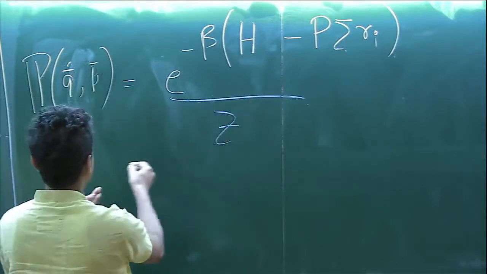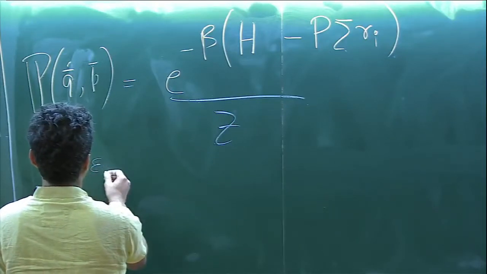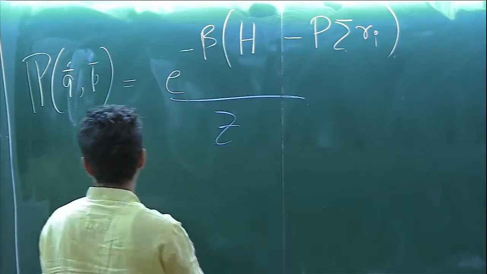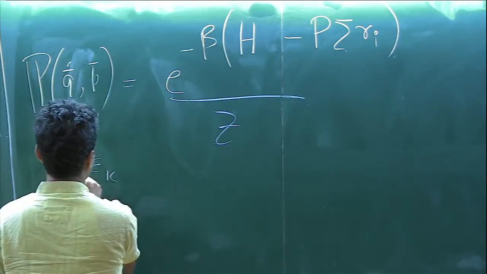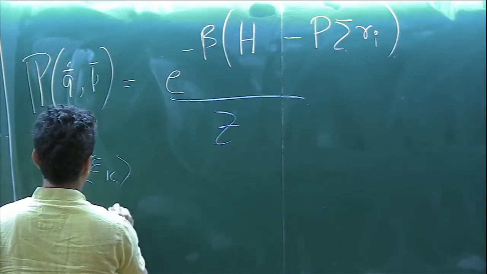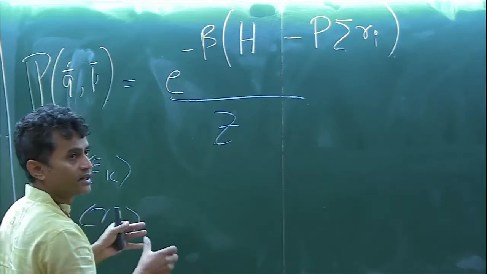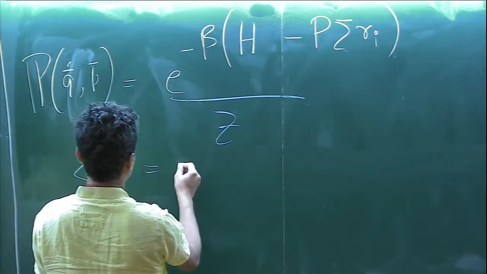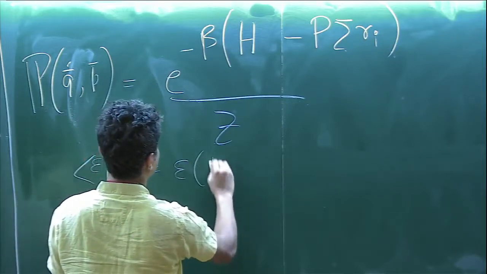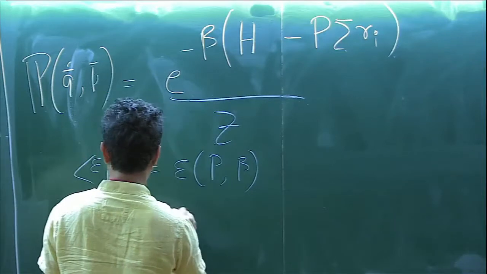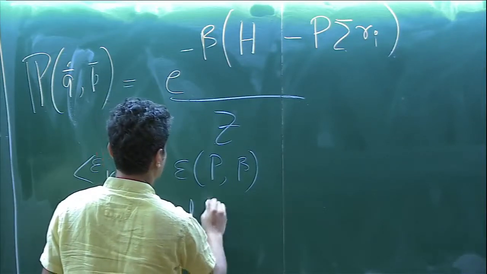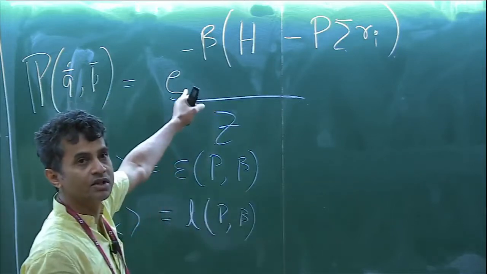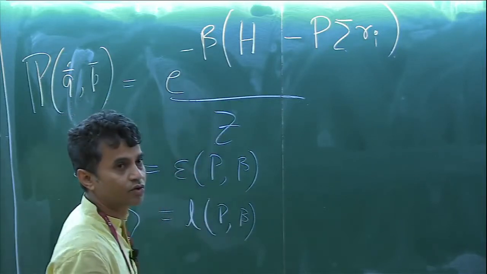Given this state, I can compute, of course, what is the expectation of energy. In this case, the average energy on each bond will be equal and so on. So I can compute what is the average energy and what is the average stretch, right? These are things which I can easily compute. And this will depend on pressure and temperature. This is some computation I can do trivially.